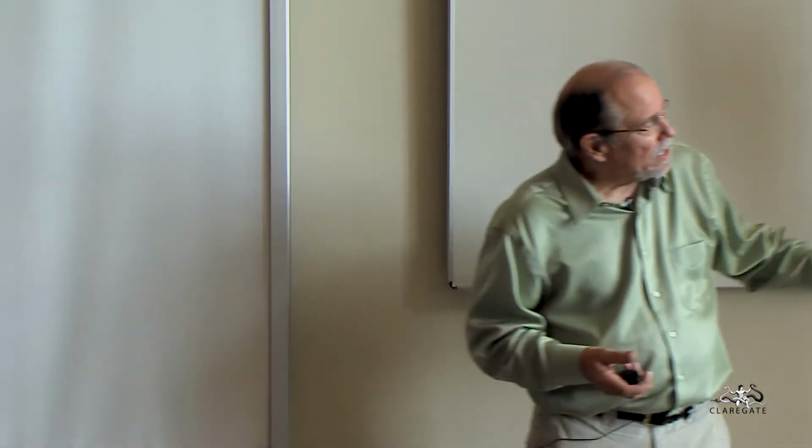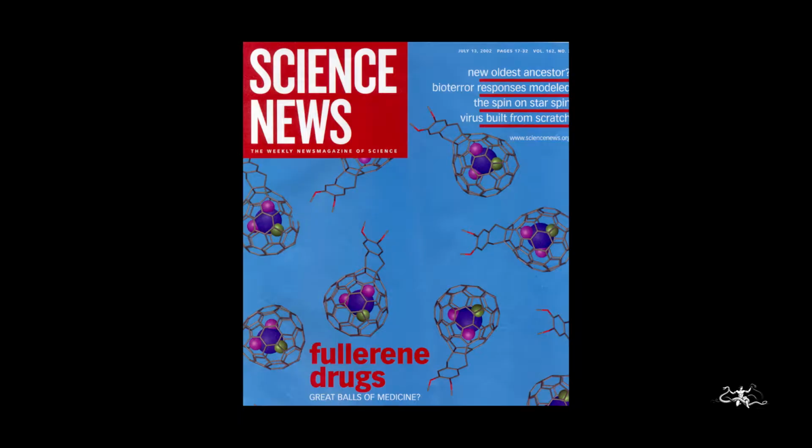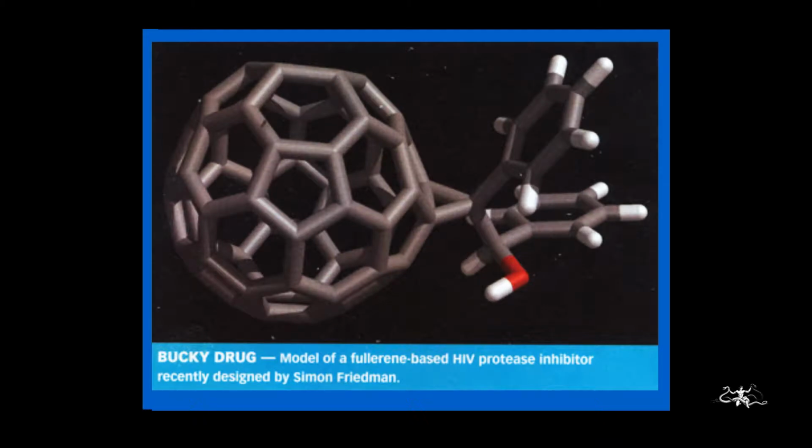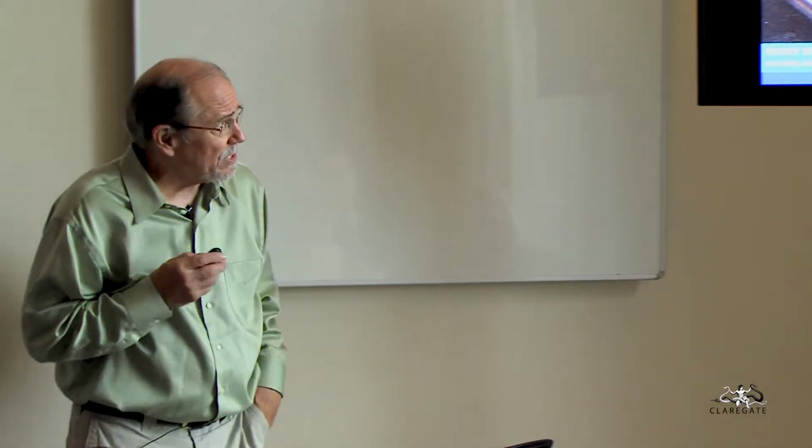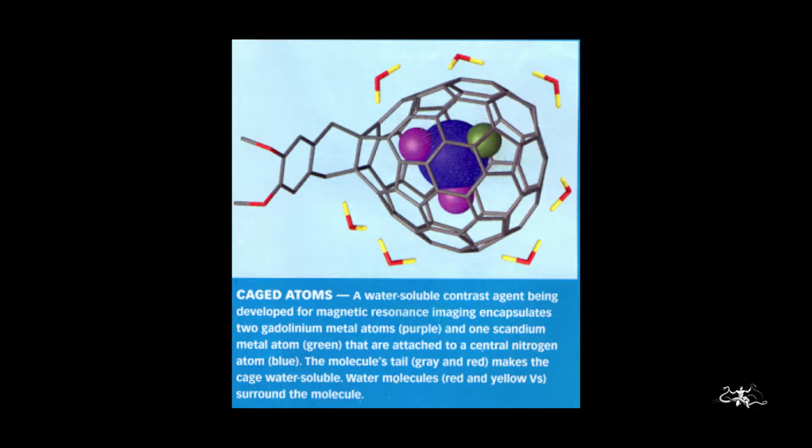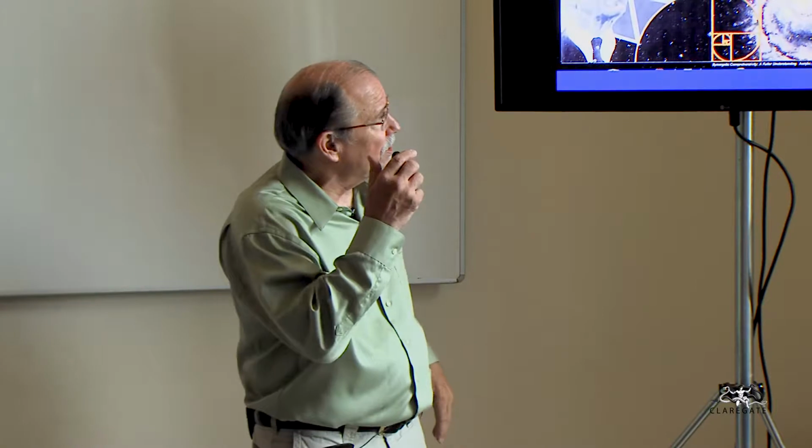And then you see what we're doing in science. So we're taking these fullerene drugs that are being used to treat HIV virus. They make a cage out of it. I think I've got a better one here. A Bucky drug. Model of a fullerene-based HIV protease inhibitor, recently designed by Simon Friedman. Also in MRIs, they were using these cages, etc., to get contrast with the magnetic resonance.